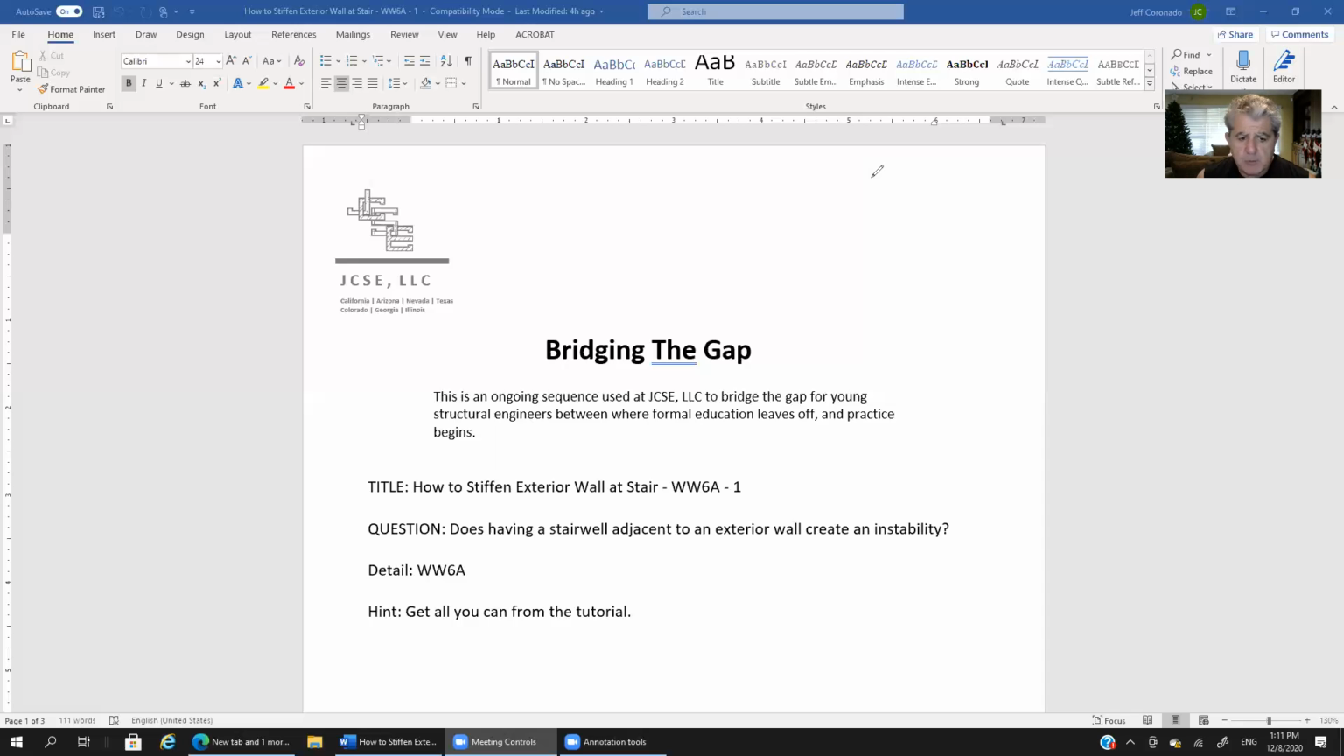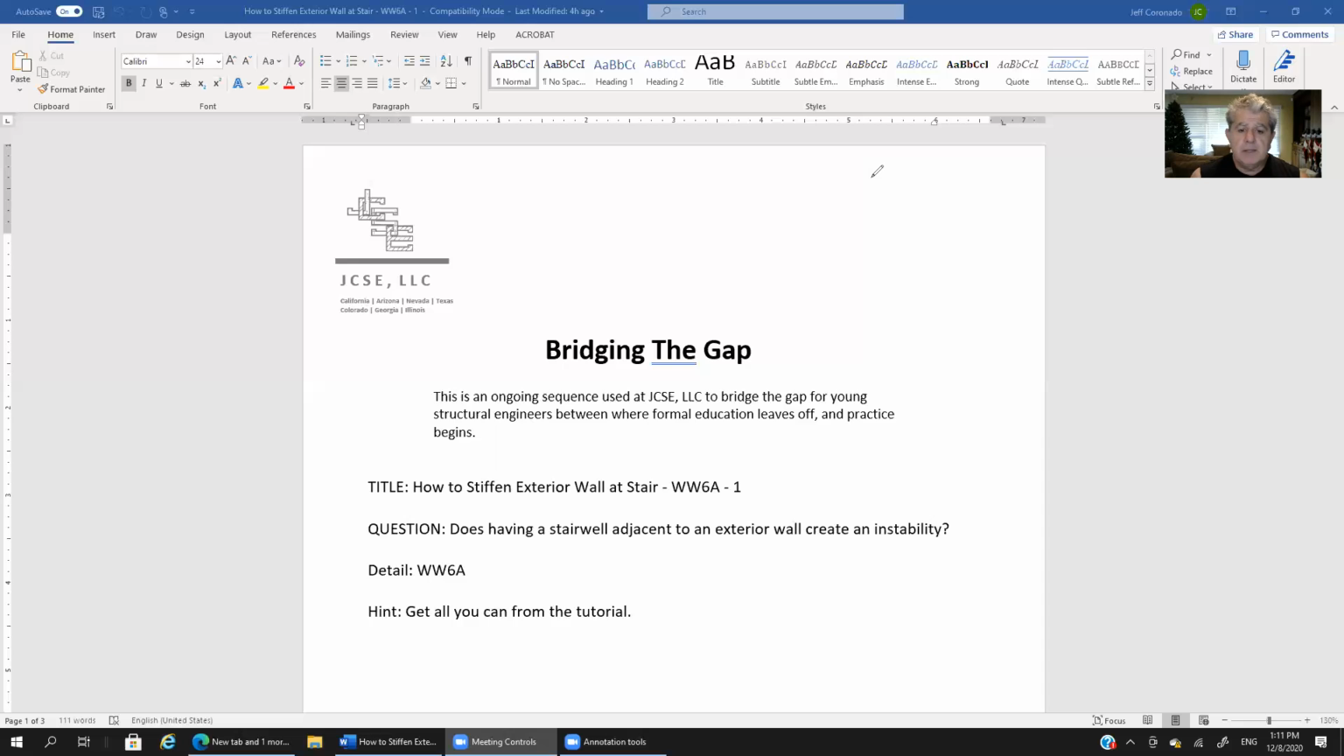Today in particular, we're going to talk about how to stiffen an exterior stud wall when a stair occurs. And you can extrapolate this from a stair to any opening in the diaphragm that's immediately adjacent to an exterior wall. We're talking about a stud wall, so Type 5 construction.